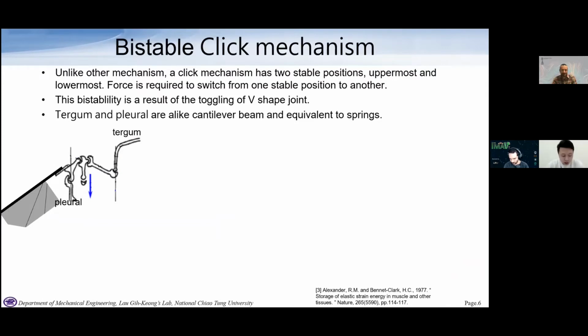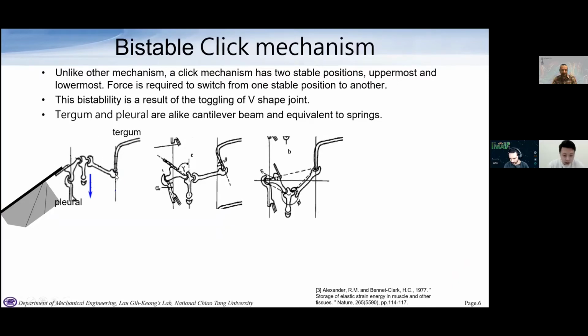Unlike other mechanisms, a click mechanism has two stable positions, the uppermost and the lowermost. Force is required to switch from one stable position to another. And this bistability is a result of the toggling of a V-shape joint.